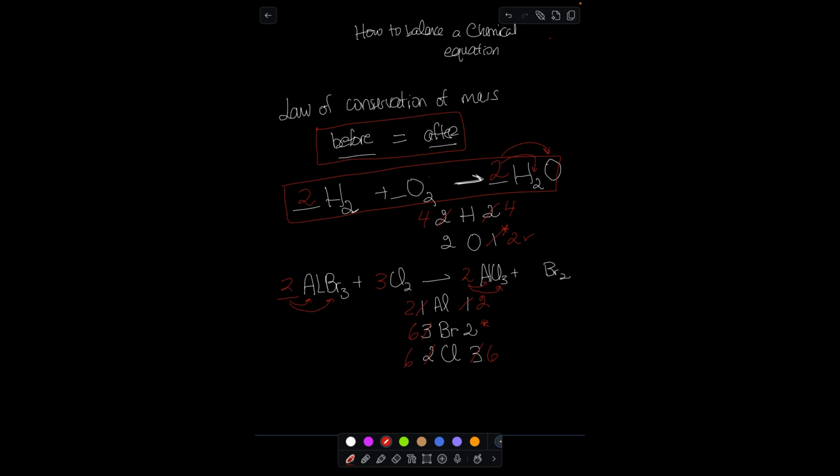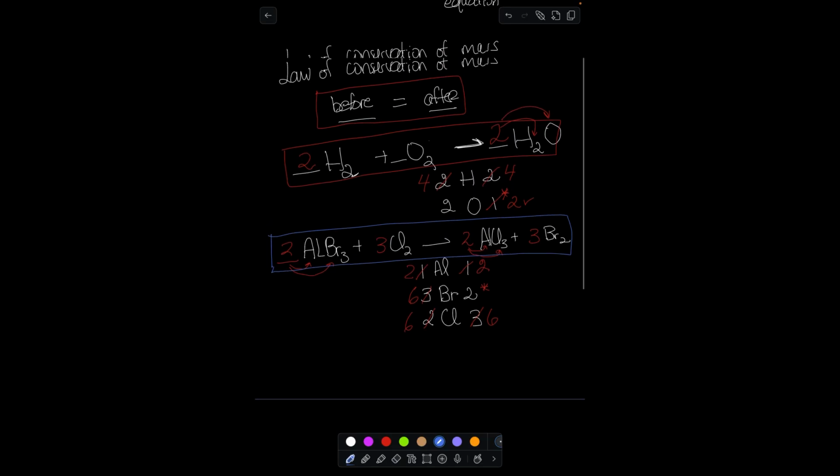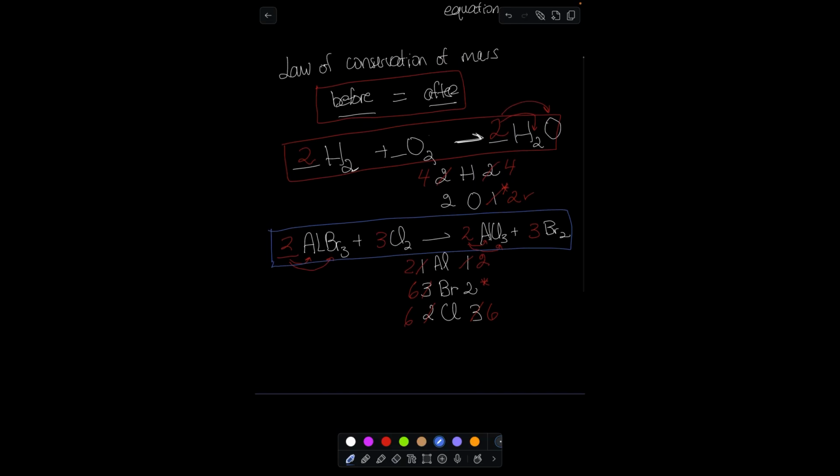And then last thing to rectify is the bromine. We want to have 6 of them, just like on the left side. We have 2. So 2 times what would give me 6? 2 times 3. And now we have balanced our chemical equation. I hope that this way will make it easier for you to balance chemical equations.